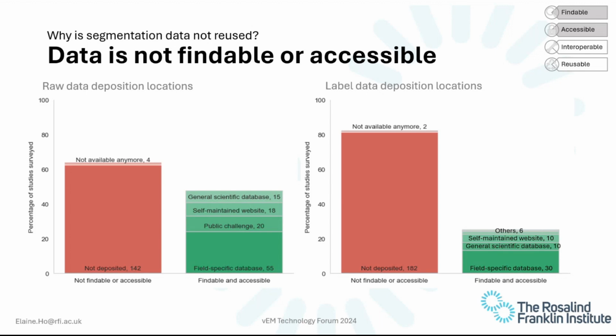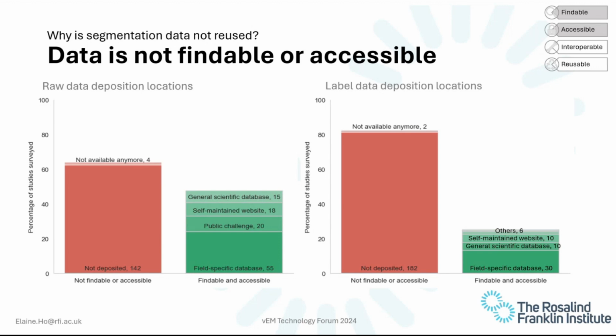We find that more than half of them, even in the raw data kit, were not even deposited at all. And in the label data, it's actually 82.4% which were not findable or accessible. So of the data that is findable and accessible, the most common place that it ended up was in field-specific databases. This could be places like EMPIAR, EMDB, or OpenOrganelle. And that's usually the first port of call if you're a software engineer or data scientist trying to find good data sets to work with.